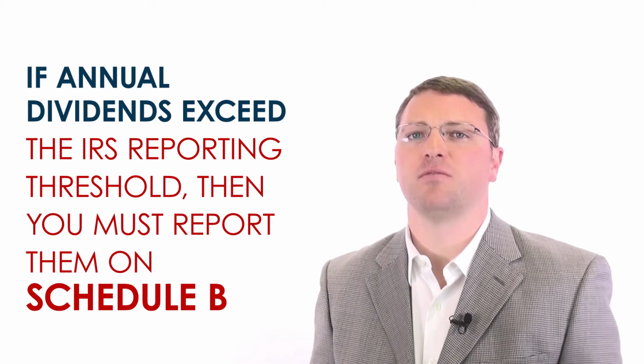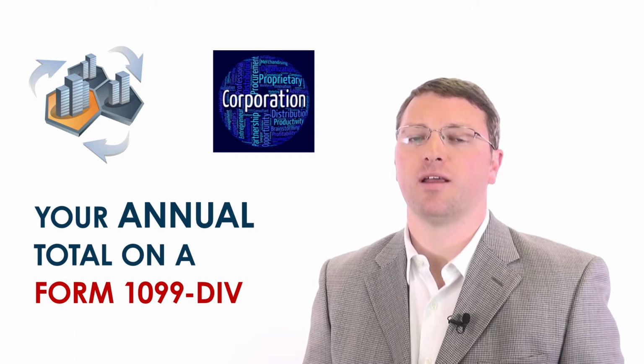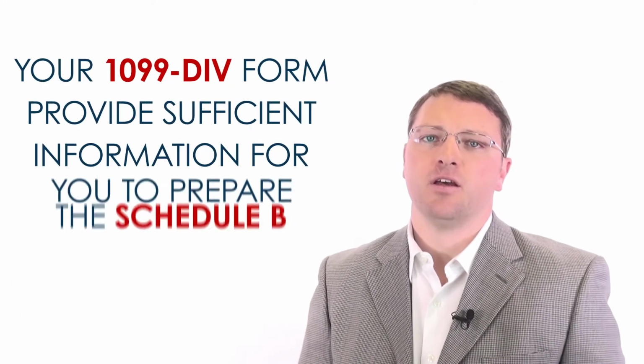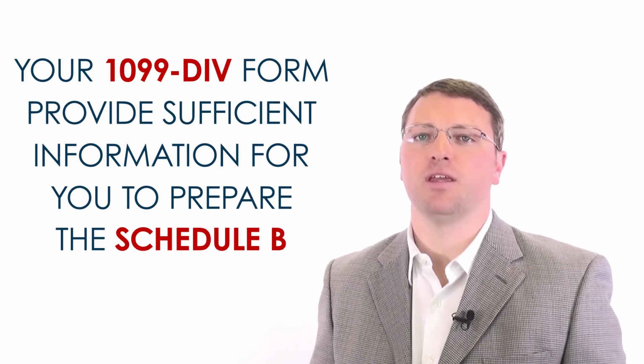In addition to the amount of dividends you receive, you must also provide the name of each company that is paying it. Each corporation that sends you a dividend payment will also report your annual total on a Form 1099-DIV. Your 1099-DIV form provides sufficient information for you to prepare Schedule B.